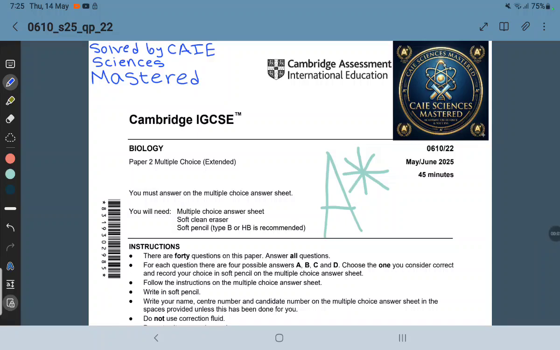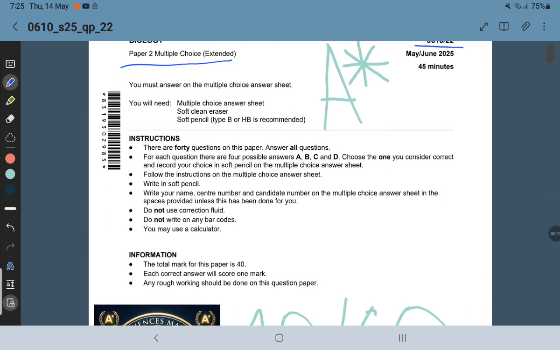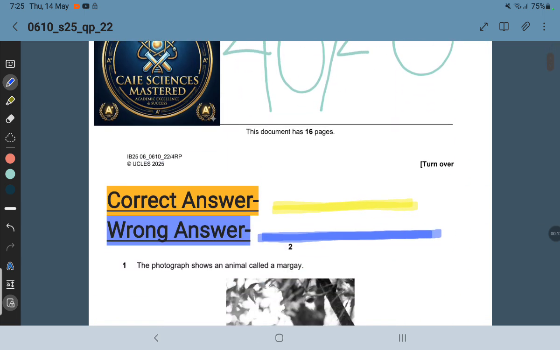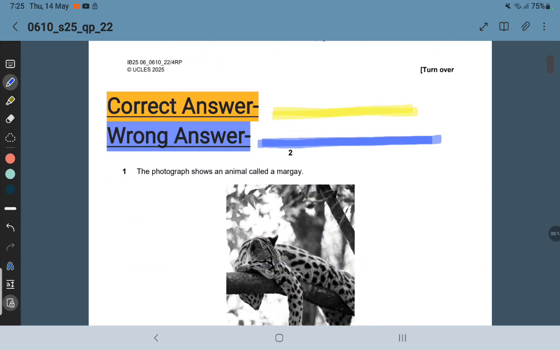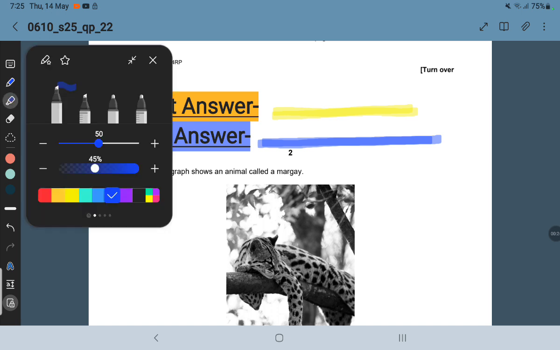Hello everyone, today we are going to solve the Paper 2 multiple choice examination question paper, Variant 2, May-June 2025. So let us start. First of all, I just want to announce that the correct answer will be in yellow and the wrong answer will be in blue, for us to analyze each and every question together.